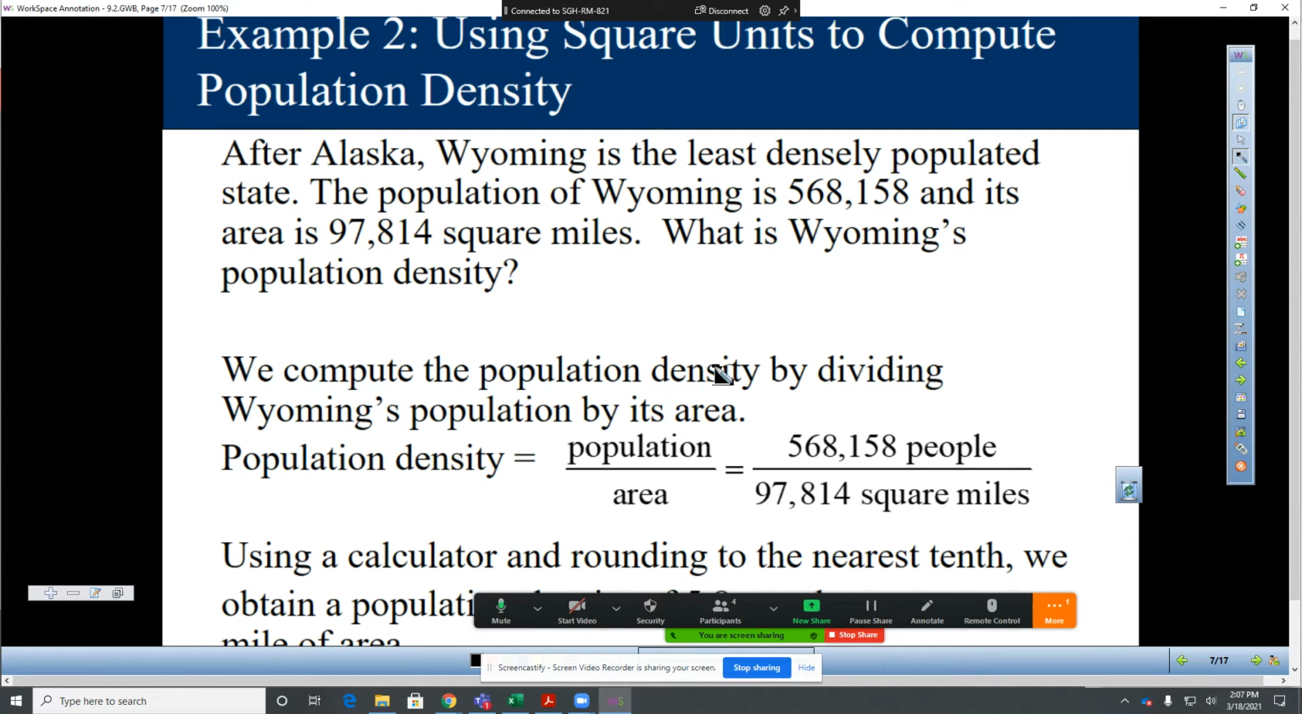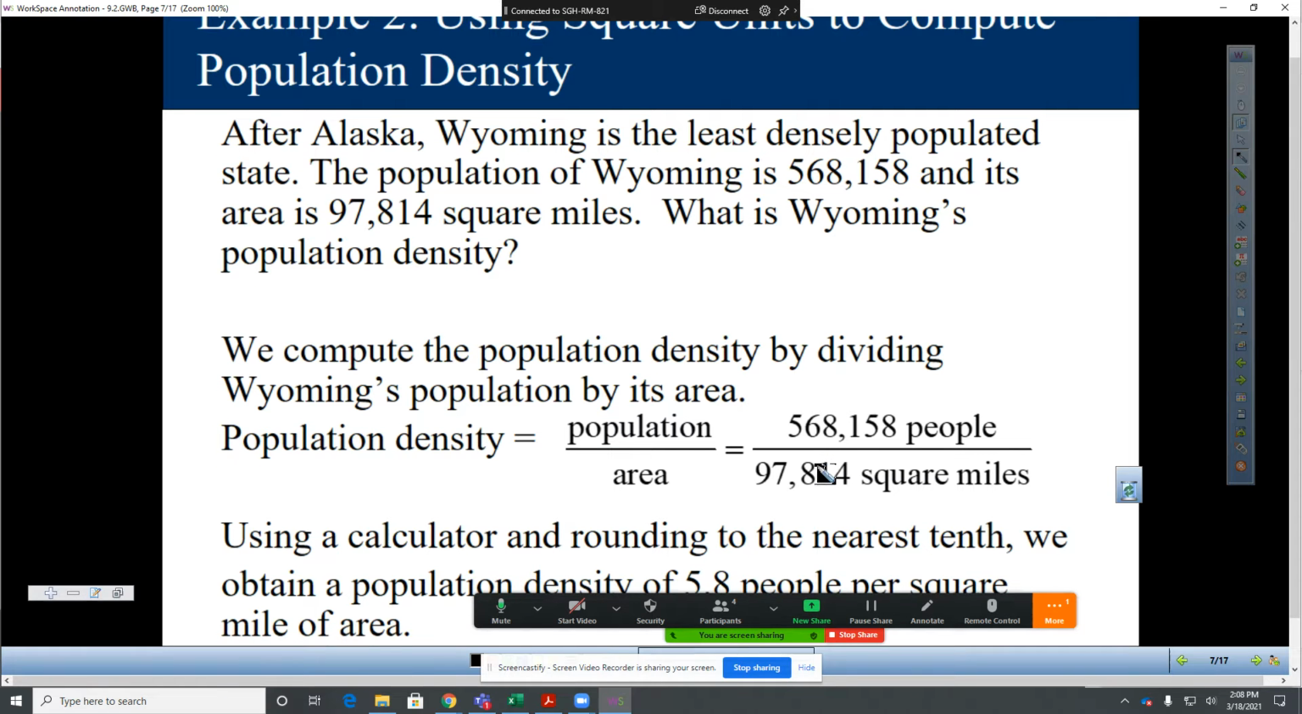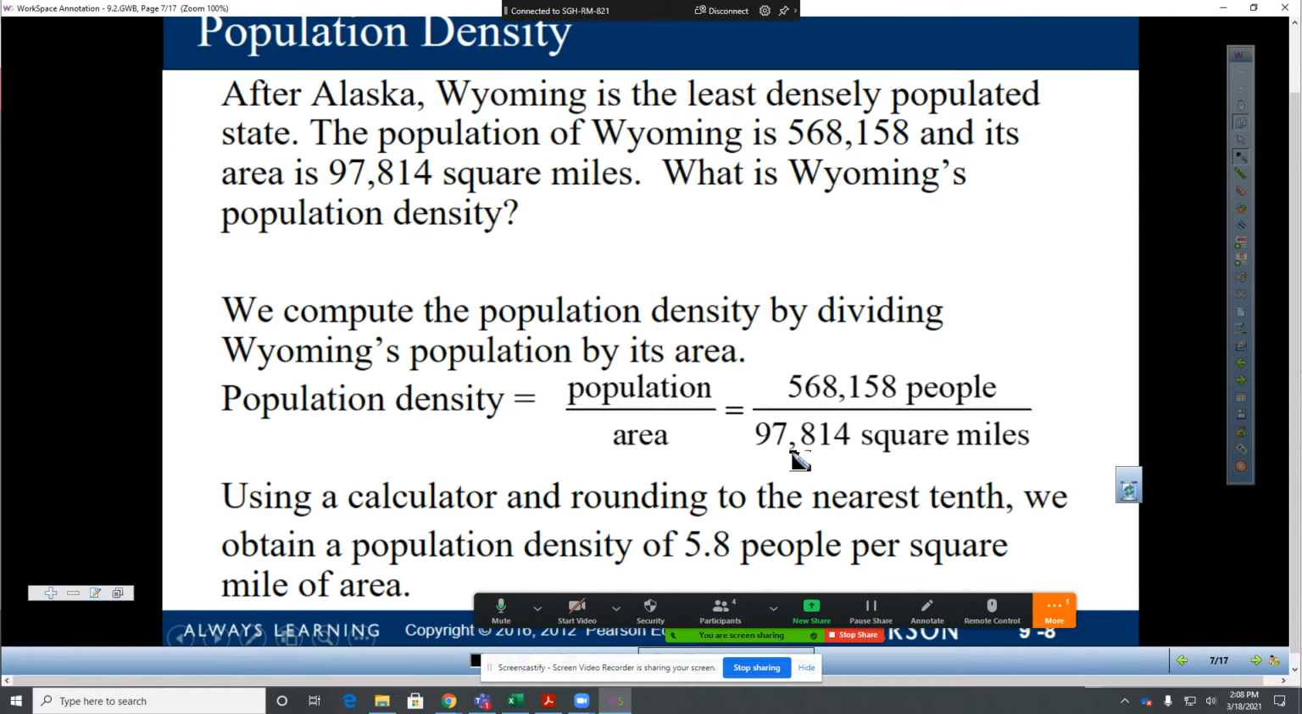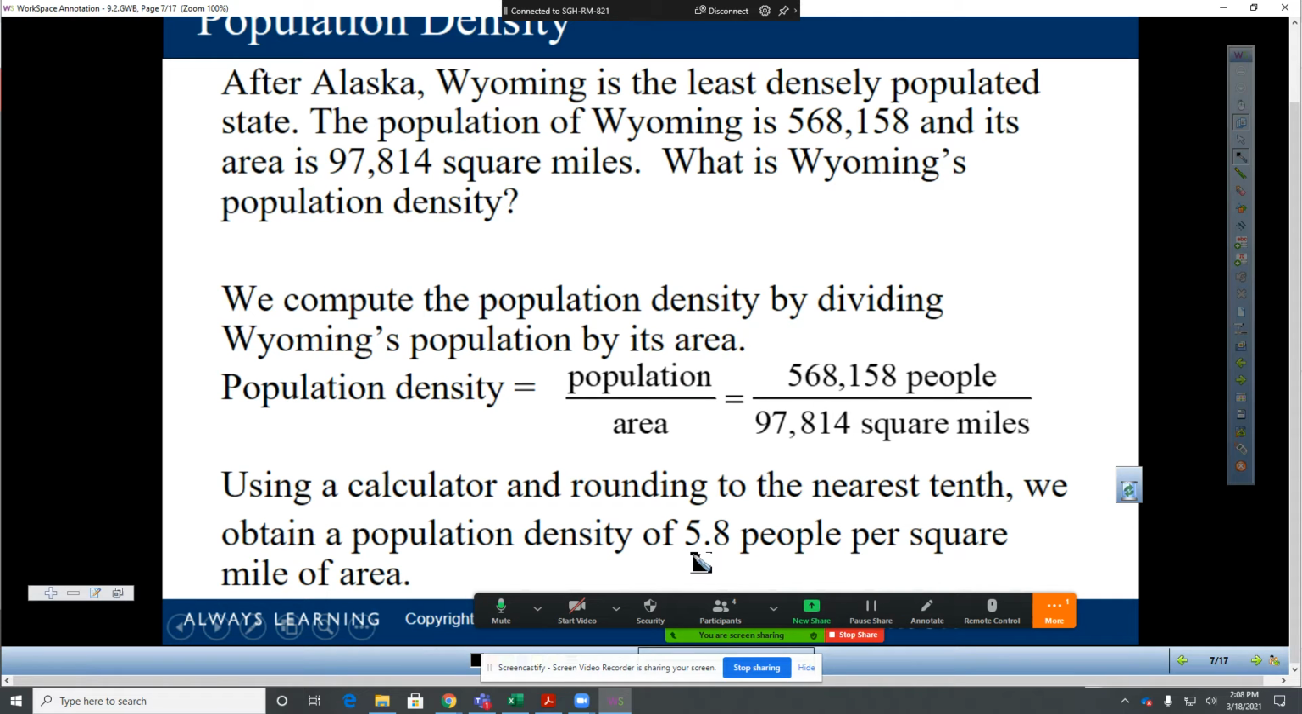So here's a type of problem. After Alaska, Wyoming is the least densely populated state. The population is 568,000 and its area is 97,814 square miles. What's their population density? They want to know people per square mile. So all you take is the number of people and divide it by the square miles right there. 568,158 divided by 97,814. That tells us there is about 5.8 people per square mile of area.